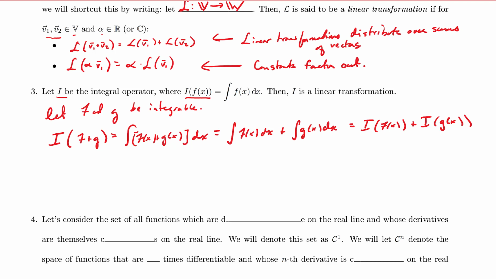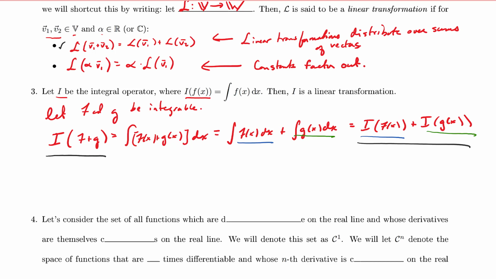Okay. So again, here's my f of x. That's just the integral of f of x dx. And here is my integral of g of x dx. That's what would happen if I applied the integral operator to g of x. But notice what we've shown. Notice that we've shown that if we were to start with I of f plus g, we ended up with I of f of x plus I of g of x. So we've met this first definition of what it means to be a linear transformation.